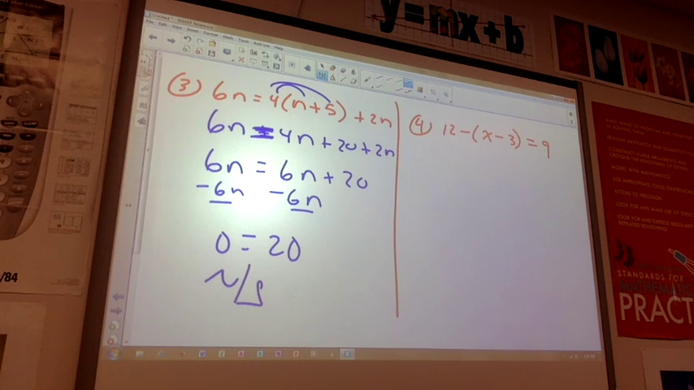Can you just add 6n onto the other side? Sure. Far away, Jacob. I would have subtracted 6n, then you would have gotten 0 equals 20 as well. Huh, that's a goofy problem.